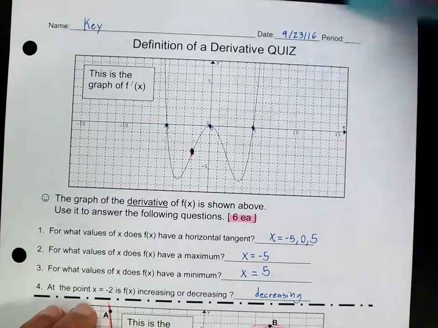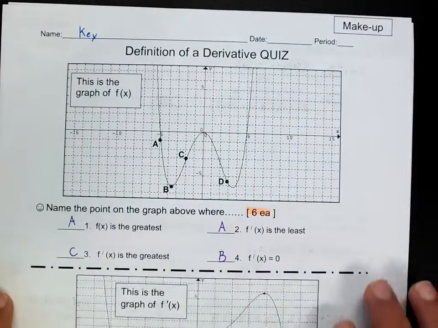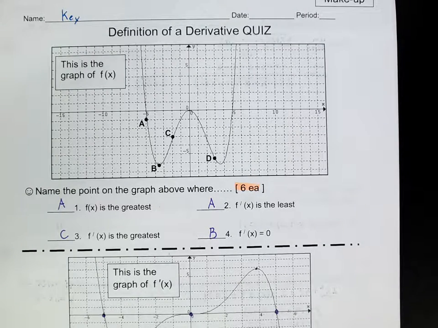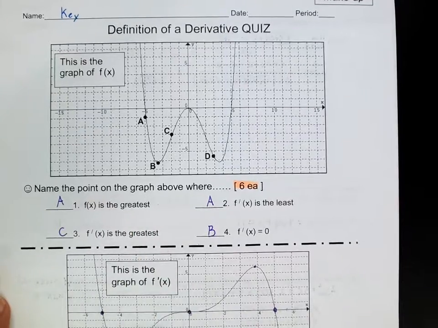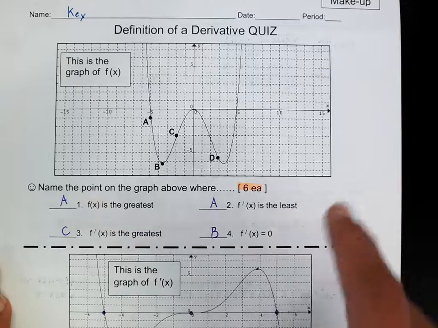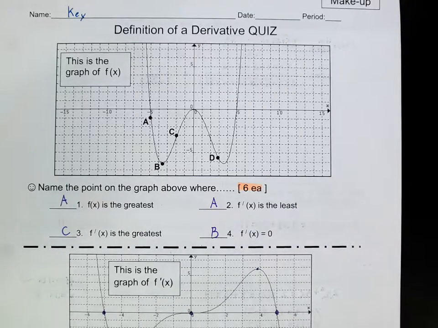Okay? All right, real quick on the second one, same idea. I'm just going to show you again. If you happen to have your quiz on you, you can look at it. It's the same idea, we just switched the graphs. On this one, we are looking at the graph of f of x, and we're trying to figure out where f of x is the greatest, the least, where f prime of x is the least, etc. All of this is the same idea, so I'm not going to take the time to explain all of it. It's the same concept.